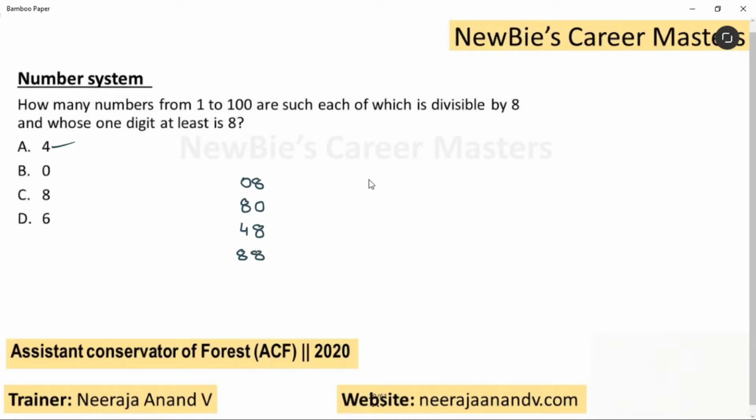But you should not take the other numbers like 16, 24. You should not take all these numbers. They're telling at least one 8 should be there. I hope the answer is clear.